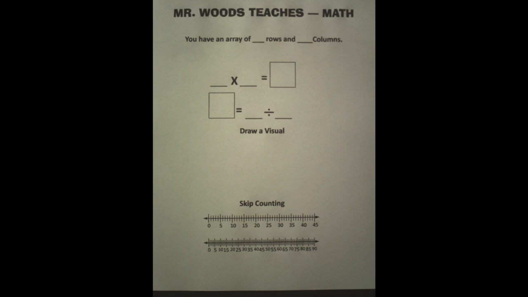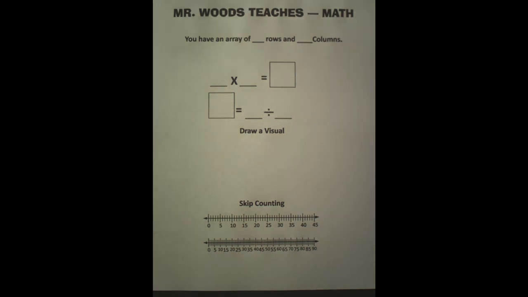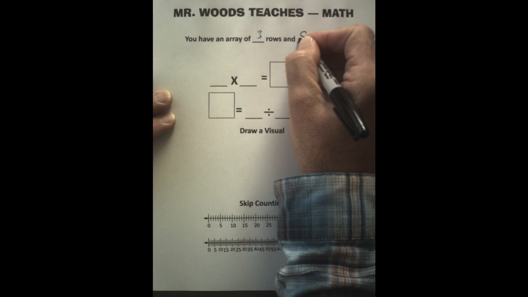Today, we're going to be working on a couple of CGI problems. However, let's warm up first, just to get our math brains going. So let's take a look at this. We have an array of blank rows and blank columns. Well, let's see what an array of 3 rows and 8 columns equals.